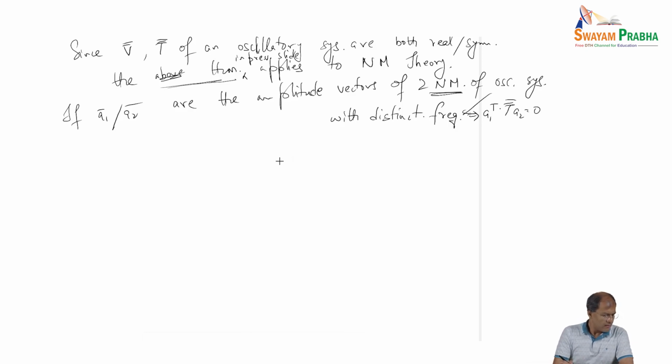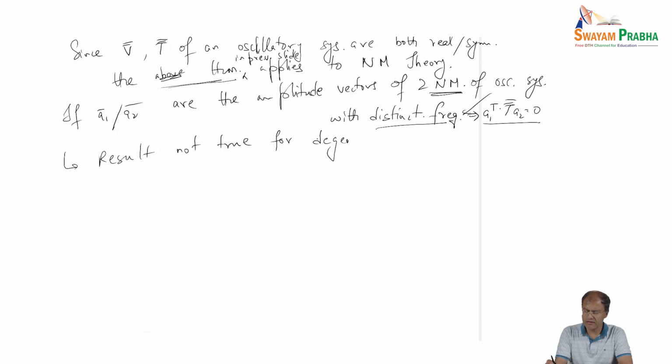And this is the case for distinct frequencies, but that is not necessarily true when the frequencies are degenerate. So what do I mean by that? We cannot use the result in the form of the theorem we saw in the previous slide for degenerate frequencies. The result is not true for degenerate frequencies, that is, the vectors may not be mutually orthogonal.